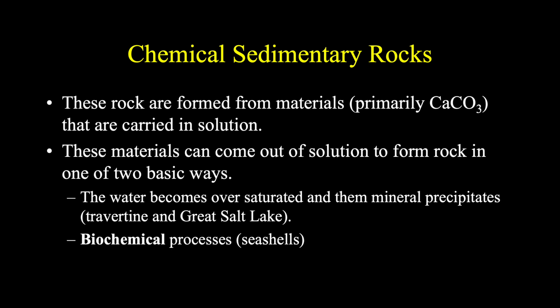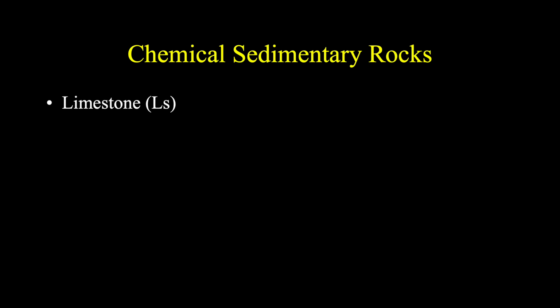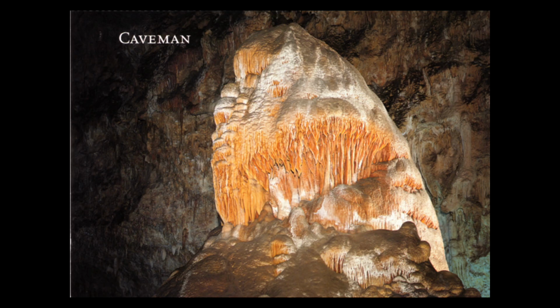These minerals can also be taken out of the water through biochemical processes to produce seashells. The most common of these types of rocks is limestone. Limestone is made of calcium carbonate, made of the mineral calcite, and it can form as a result of purely chemical processes or biological processes. Here we have one example of limestone that formed entirely from purely chemical processes.